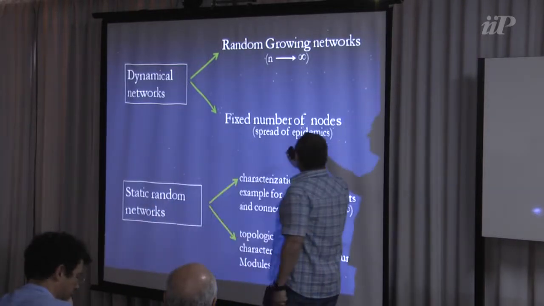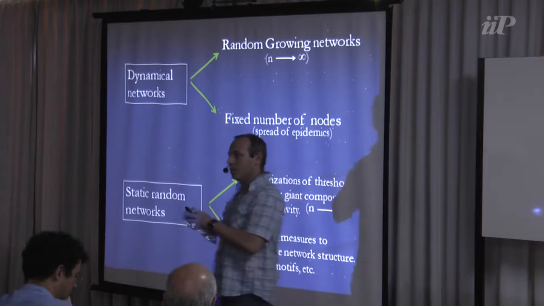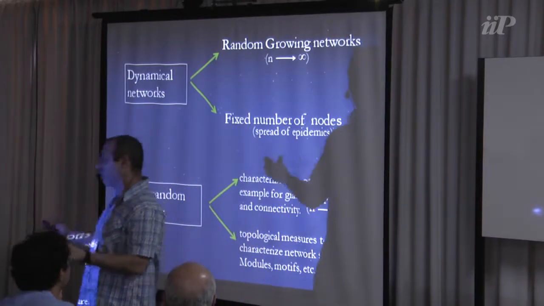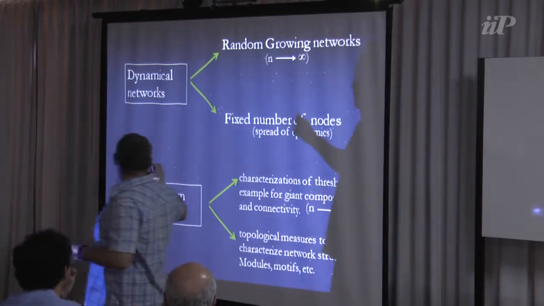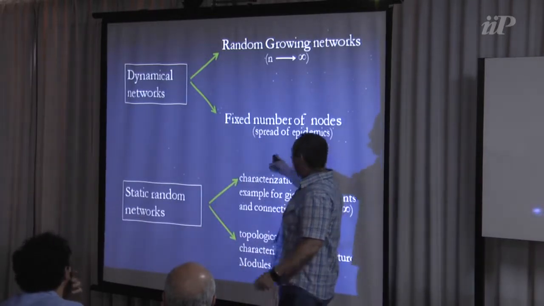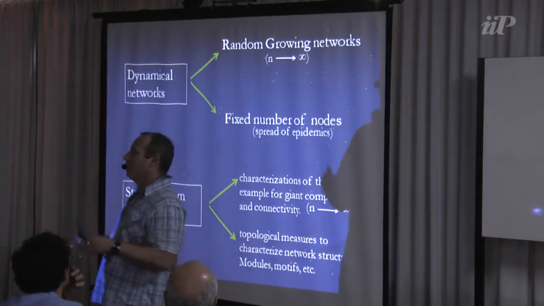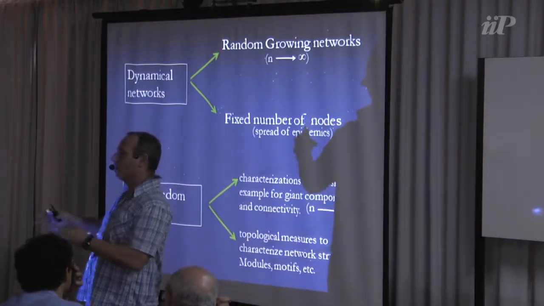There is another type of network that has a fixed number of nodes. And when you have a fixed number of nodes, like brain networks, the typical questions, at least the first typical question, were like how an epidemic spreads in that network and how sensitive to the topology it is.